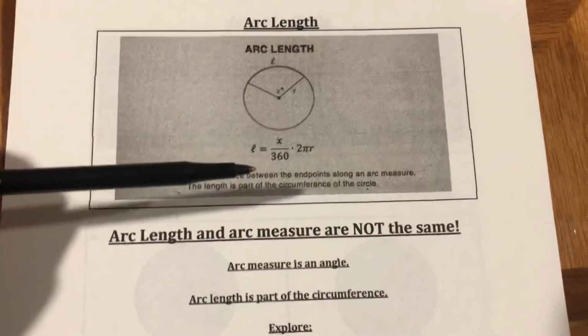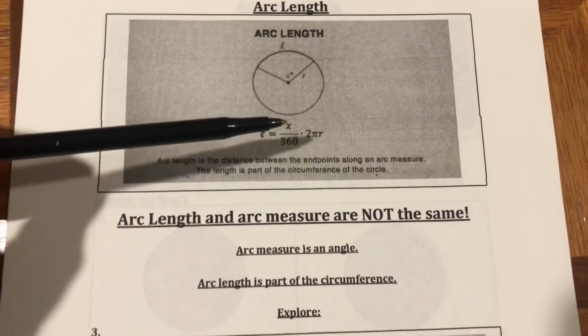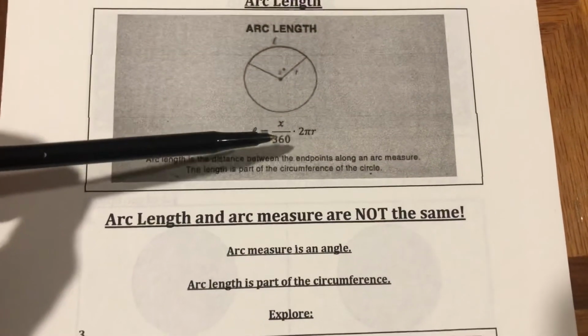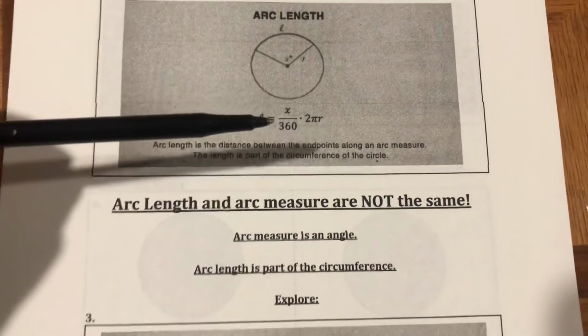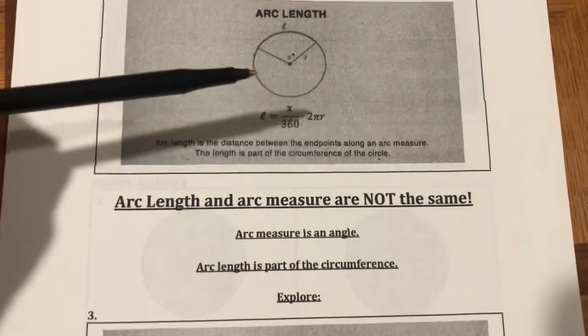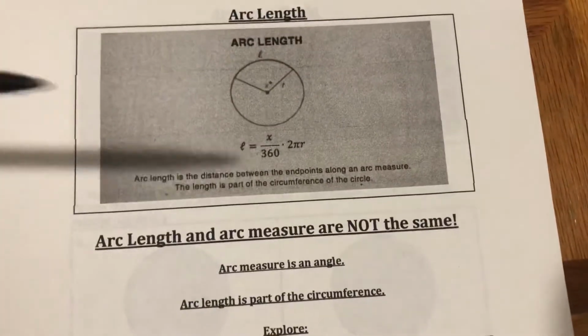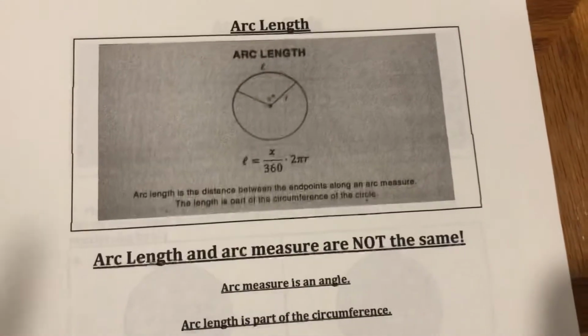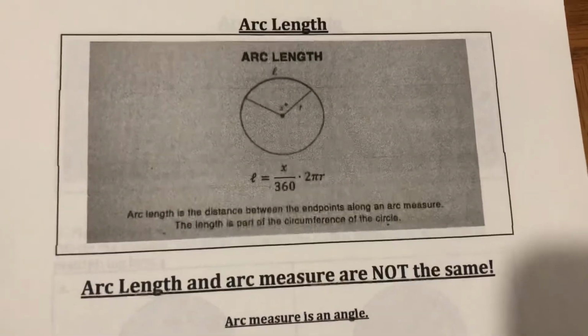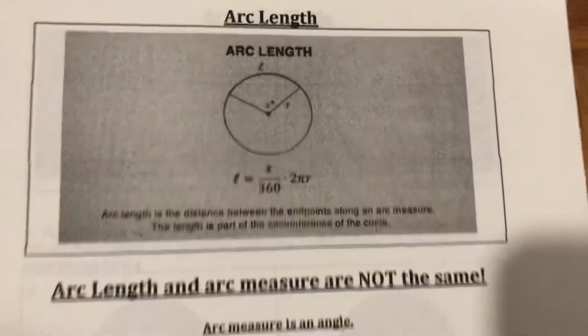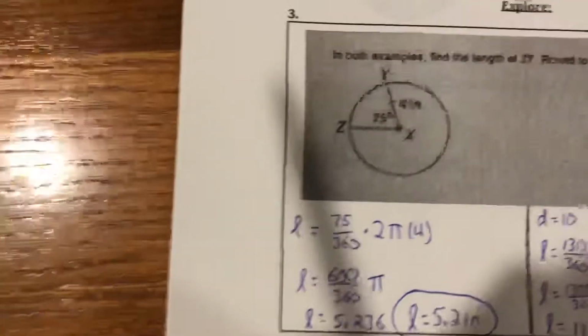Think about a semicircle, for example. That would be 180 going in for x there. 180 divided by 360, if you simplify that fraction, you're going to get 1/2. So it represents half of the circle. Now, in these examples at the bottom here, we'll be given a number to throw in for x, so it won't just be a semicircle. All right, so let's take a look.